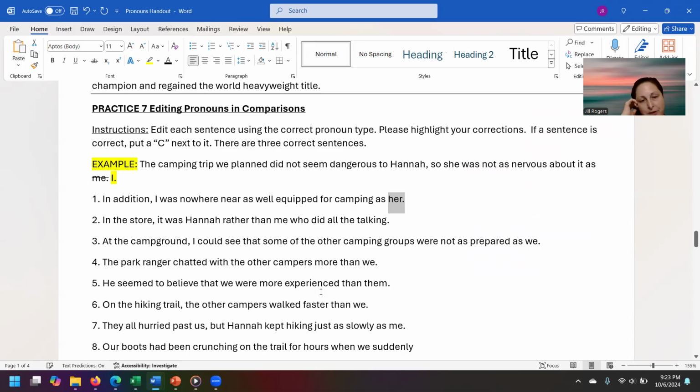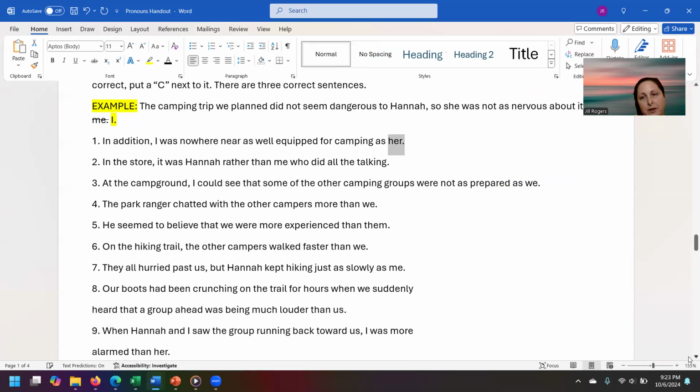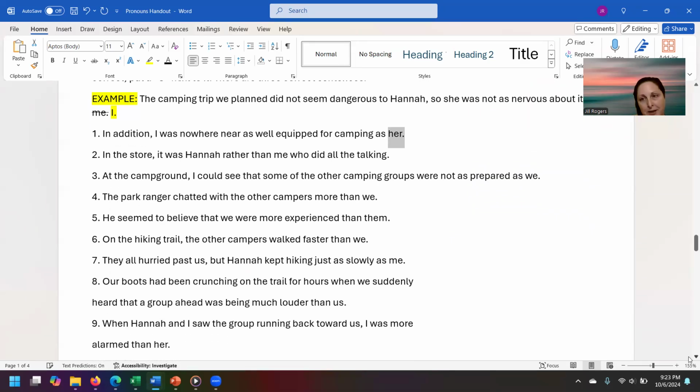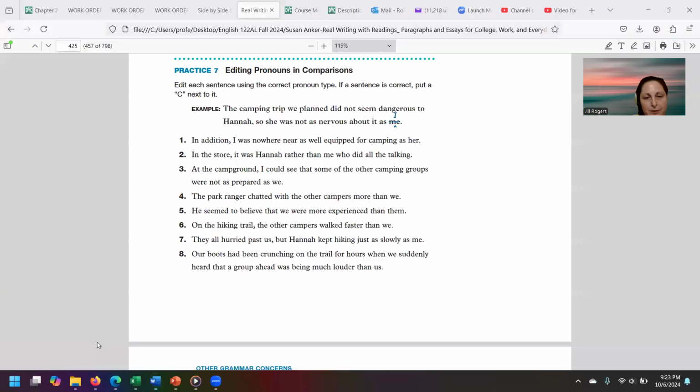Okay, so that's what you have to do for each of these. It's hard. Take your time. I think we might go over this in class. Because you just have to think about what's implied, and that might be difficult. Okay. All right, let's go back to the book.